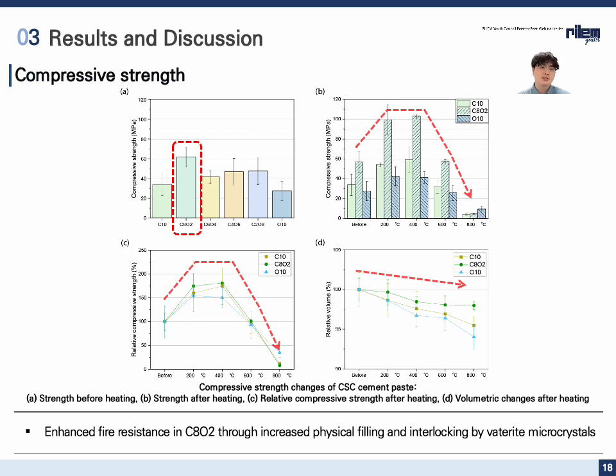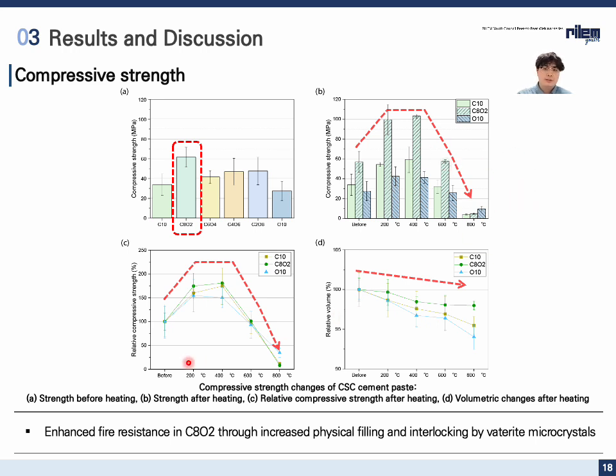So this is the results and discussion. The compressive strength results show that the C802 exhibits the highest strength before heating, indicating an optimal blend of CSC and OPC. And after thermal exposure, C802, which means CSC and OPC at 8 to 2, also maintains superior strength up to 600 degrees Celsius, showing enhanced fire resistance.